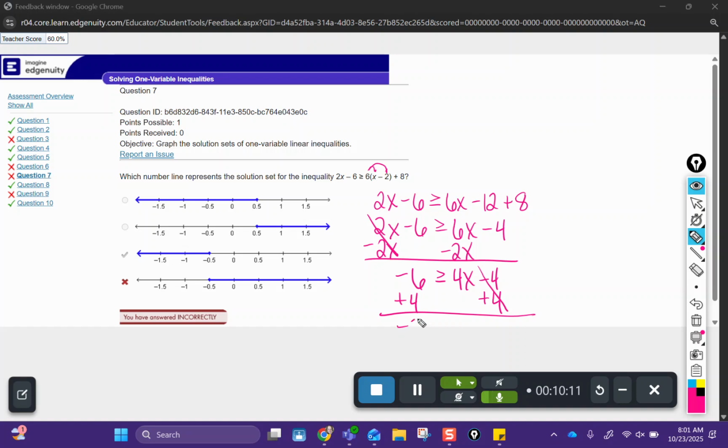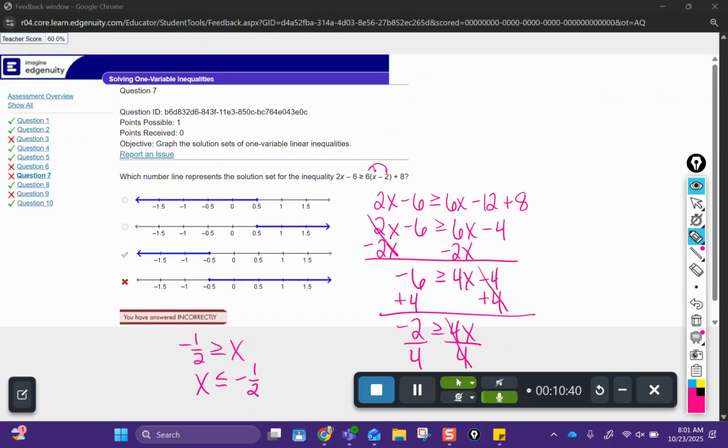This is going to give me negative 2 is greater than or equal to 4x. We're going to divide both sides by 4. Negative 2 divided by 4 is negative 1/2. We get negative 1/2 is greater than or equal to x. Again, I'm going to rewrite it: x is less than or equal to negative 1/2. I hope it makes sense when you flip around the inequality to put the x on the left-hand side, which is actually a rule in my classroom. My students have to do that or they will graph it wrong.